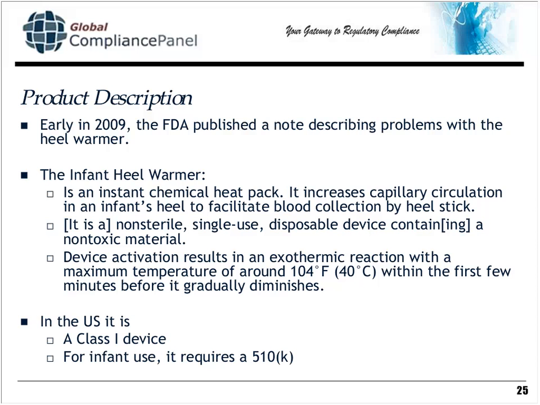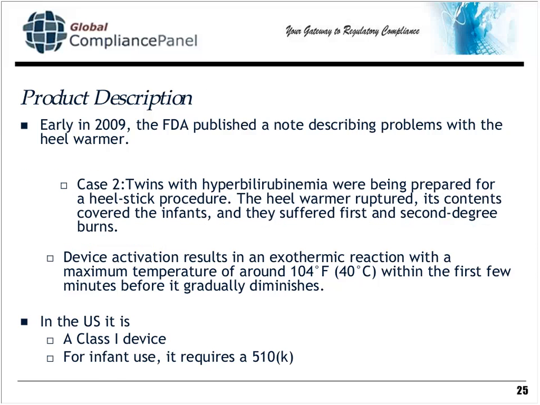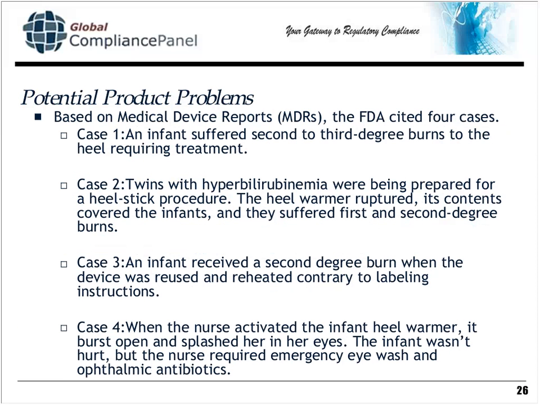In the U.S., it's a Class 1 device, but oddly enough, it's a Class 1 device that, if its intended use is for infants, requires a 510(k). So if the intended use is for infants, here's a Class 1 device that is required to have a 510(k). So this is an interesting exception to the general rule. Now, what kinds of problems did FDA describe? So there are 4 cases here.